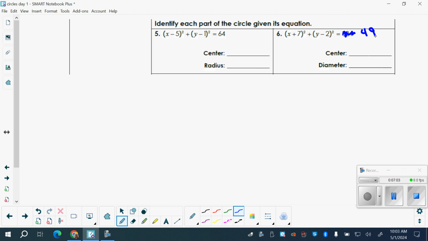So the center, remember, everything's naughty. It's going to come out as 5. It's going to come out as 1. Yay. 64 is too big, so we got to square root it.